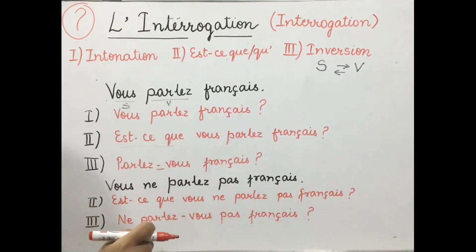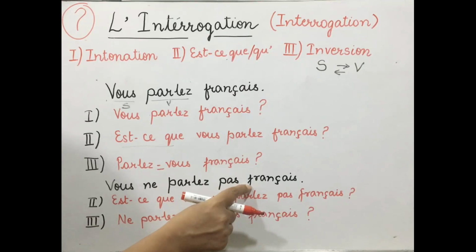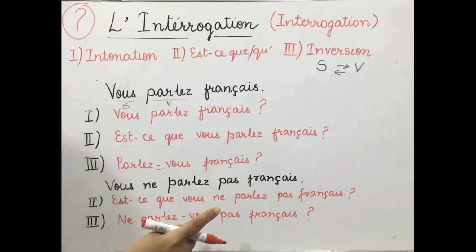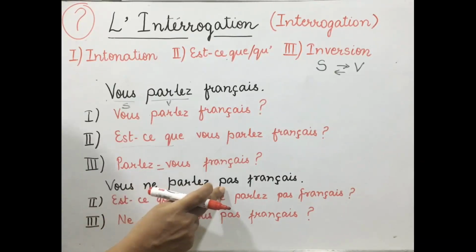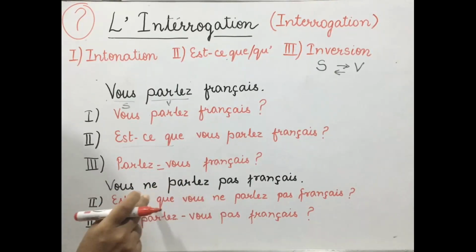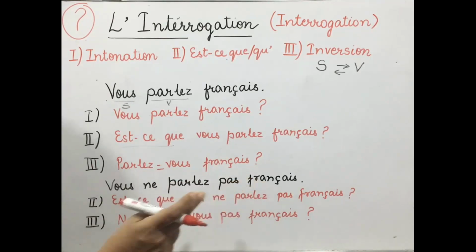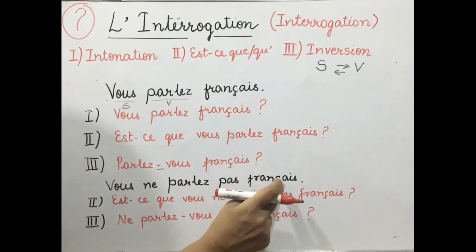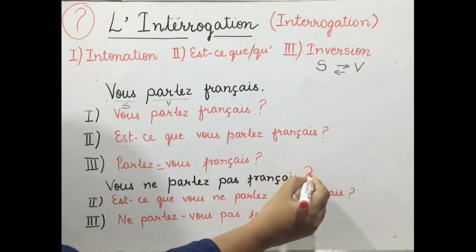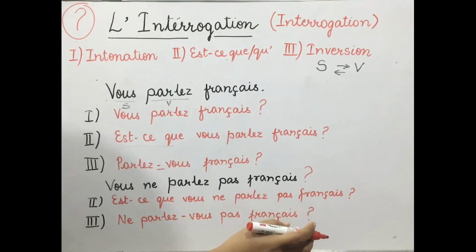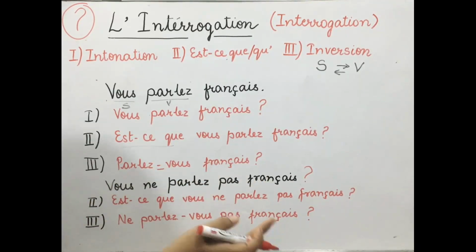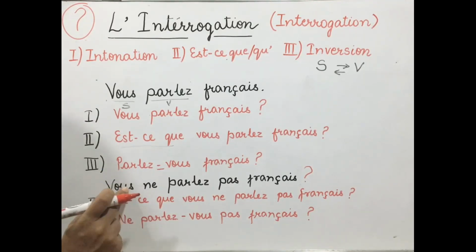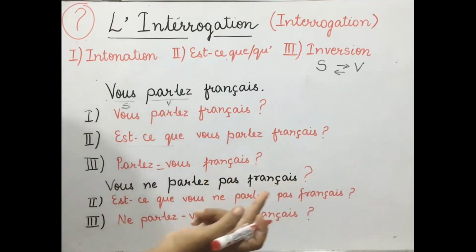Now I'm taking one negative sentence. I have made the negative of this, and it becomes vous ne parlez pas français. So here you also learn how we make negative sentences. We just add ne and pas before and after the verb. So it's vous ne parlez pas français. First, intonation is very easy. In place of this full stop, you just put a question mark, and this will become a question. So the first form, I have not written it here, is vous ne parlez pas français? and that's a question.